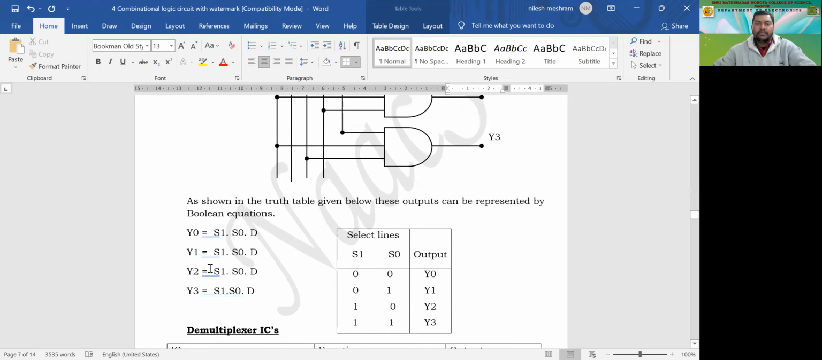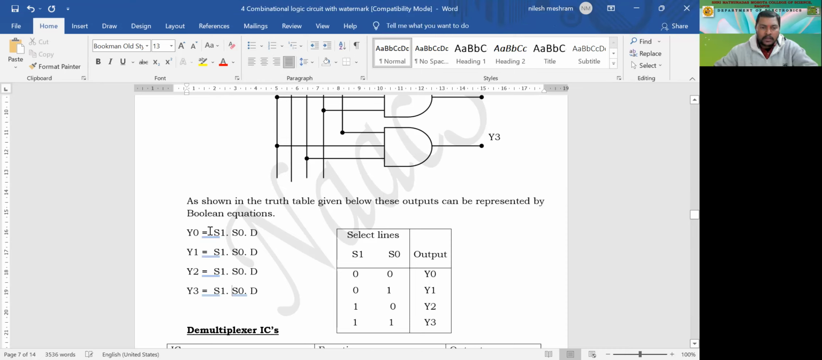Now we'll have to put bars here. I guess they have been missing. So it should be Y0 equal to S1 bar S0 bar into D. Similarly, Y1 will be equal to S1 bar S0 into D, and Y2 will be equal to S1 dot S0 bar D, and lastly Y3 will be equal to S1 dot S0 dot D.